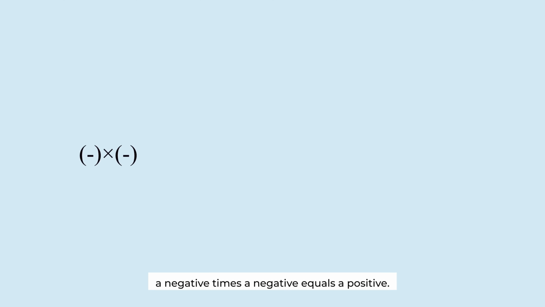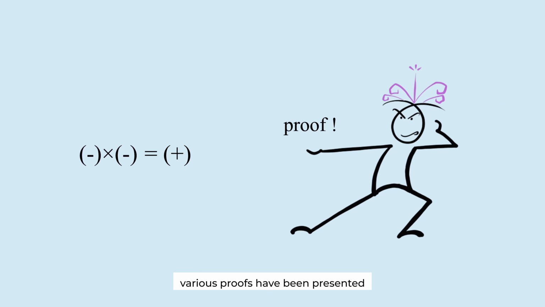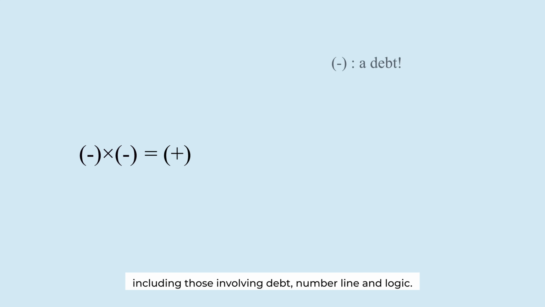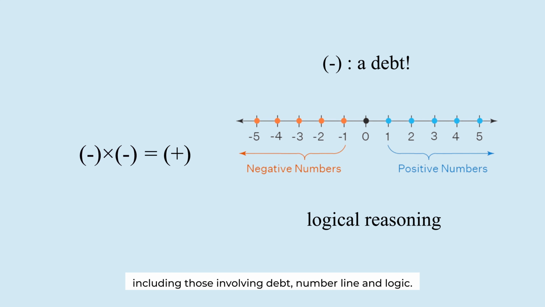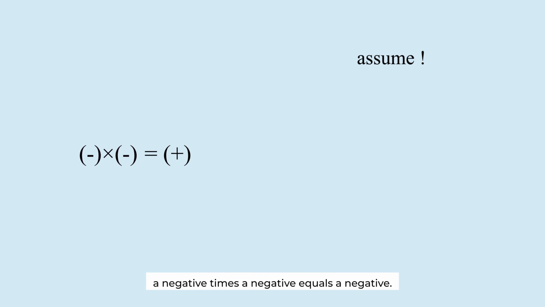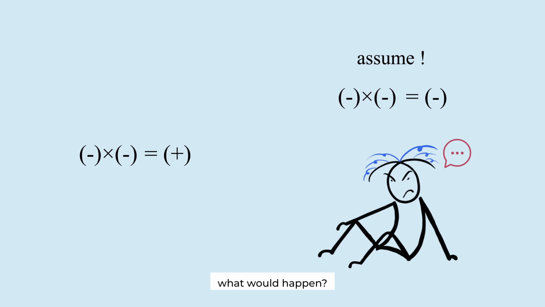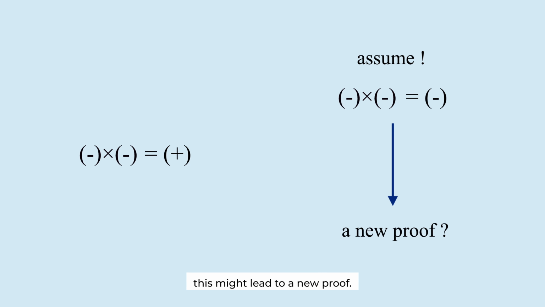A negative times a negative equals a positive. Various proofs have been presented, including those involving the number line and logic. Let's assume that a negative times a negative equals a negative. What would happen? This might lead to a new proof.